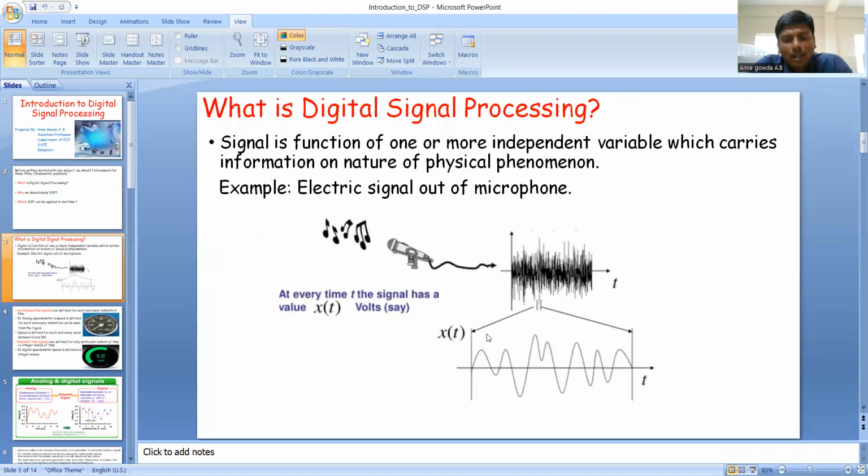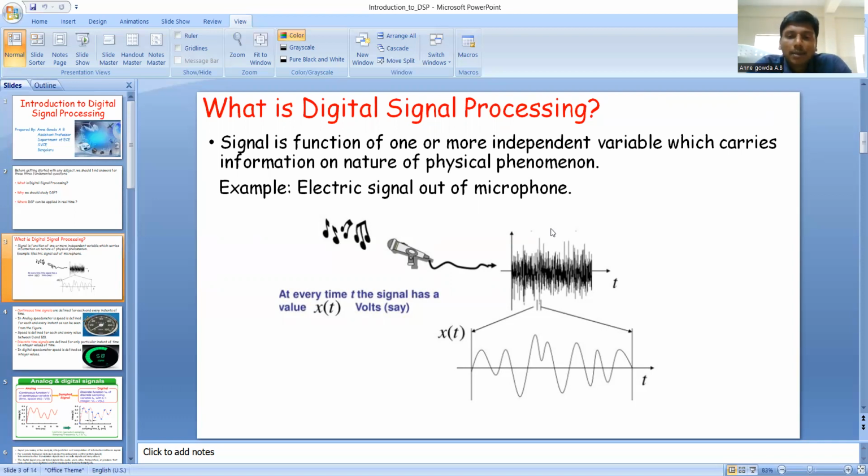So before getting into this, first we should understand what is meant by a signal. A signal is anything which carries information, or a signal is a function of one or more independent variables that carries information on the nature of a physical phenomenon. So if I'm speaking, my speech is also one signal. That is conveying some information to you. So speech can be regarded as the best example for a signal.